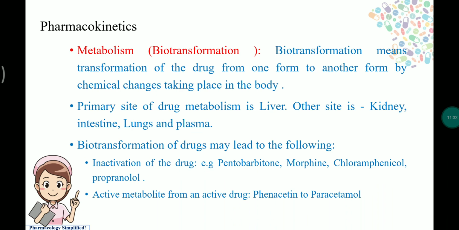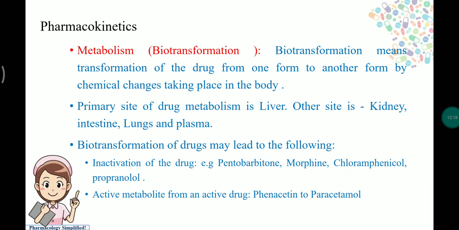Coming to metabolism. Metabolism is the biotransformation of the drugs. It is the process where the drug is changed or transformed from one form to another form. So it is the process of biochemical alteration of the drug in the body. The most important site or the primary site for drug metabolism is the liver, and plasma is responsible for biochemical reactions, and other sites are kidney, intestine, lungs, and plasma.